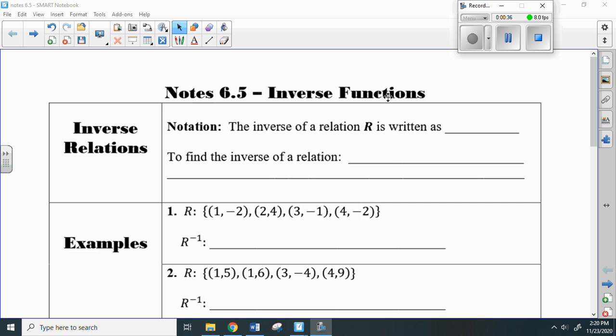Okay, so we're looking at inverse functions, and we're going to look at notation. We're going to talk about what it is, how to find it, how you have seen it in the past, and then how you're going to see it in this class, and then what does that have to do with what we've been doing recently.